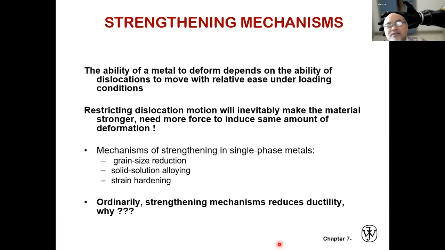Ordinarily, a strengthening mechanism will reduce ductility. How come? Why? Yeah, because ductility, remember the definition of ductility from the previous chapter, represents how easy it is for deformation to occur for that material, for that metal. So it means when we strengthen the material, it is harder for us to deform that material. So making a material stronger means basically making it less ductile. Ductile is again the ability of a material to be easily deformed.